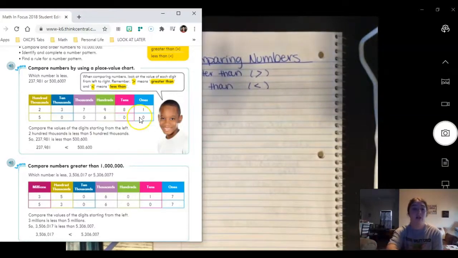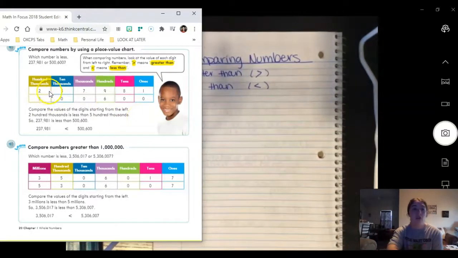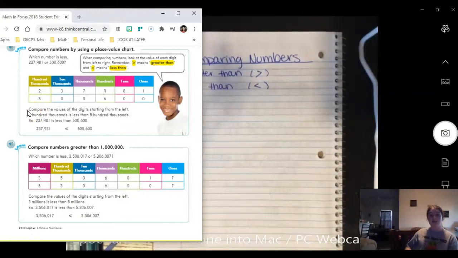So if we have this number, 200,000, we have 2 in the 100,000s and 5 in the 100,000s. Well, which one's bigger? Well, we know that 5 is bigger than 2. So automatically, this second number is bigger because the 100,000s place is larger. Okay, so it says compare the values of the digits starting from left. So we have 200,000s is less than 500,000s.